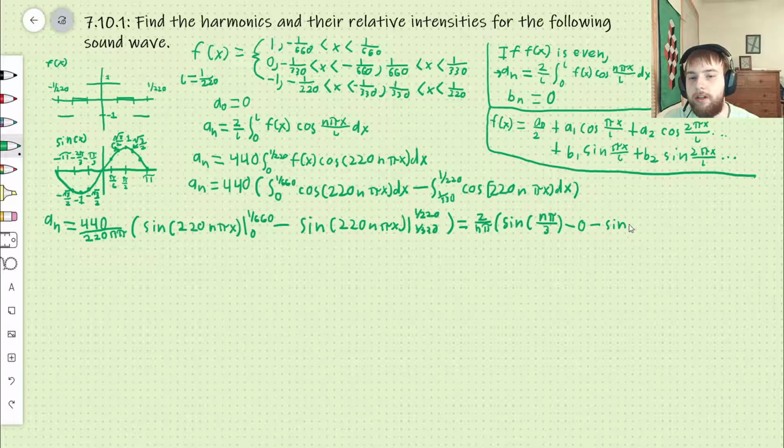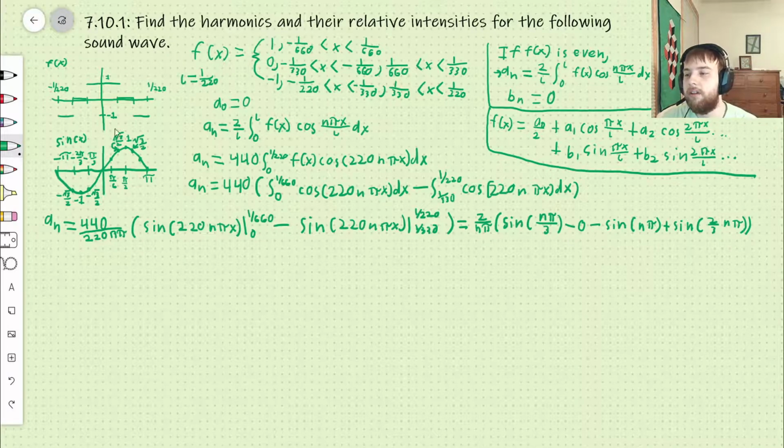And then we're subtracting sine, 220 over 220 is 1. So we're going to have n pi, and then we're going to doubly subtract, or also known as add, sine of 2/3 n pi. And we still need a closing parenthesis.